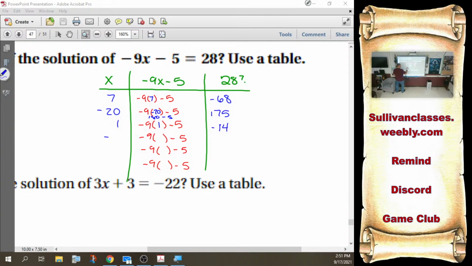Maybe I try a negative 5. Is it too far? What's negative 9 times negative 5? 45 minus 5 is 40. Okay, I did go too far. But we're starting to find the needle, right? You're just picking numbers and trying. Where am I actually going to get to this? And I say, all right, how about negative 4? I wasn't too far off. Negative 9 times negative 4. 36 minus 5.